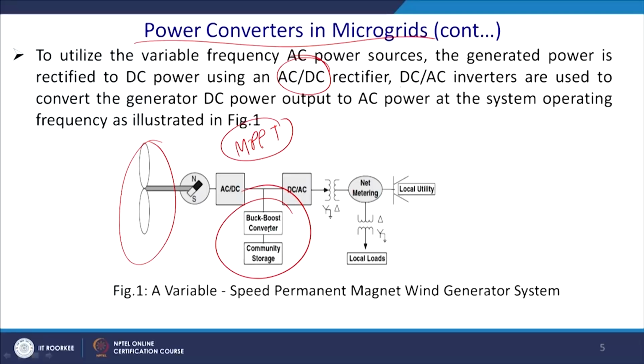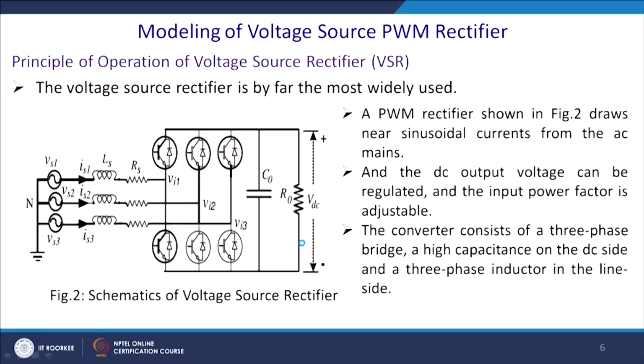Thereafter you may have community storage for local usage, also controlling peak power management. Thereafter it can be converted from DC to AC and connected to the grid, and this is for the microgrid. You may have a local load and you can send power to the local utility, or you can dispatch power to the active converter.